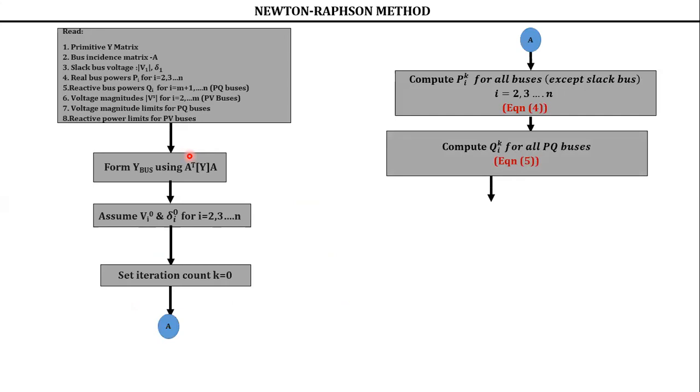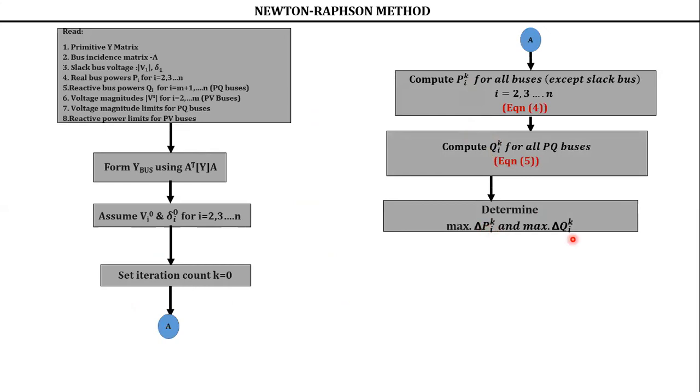Okay, now you see. Now how to calculate this one? Because PI calculated, QI calculated, PI scheduled is given, QI scheduled is given. So you find out delta PIK, delta QIK. Understood? You find out delta PIK, delta QIK using 16 and 17 equations. In this one, you have to check which is the maximum value.